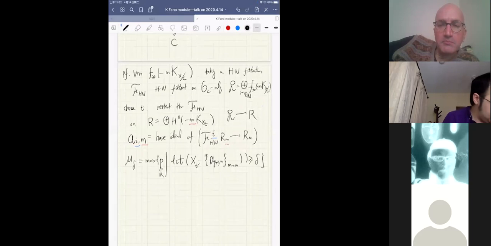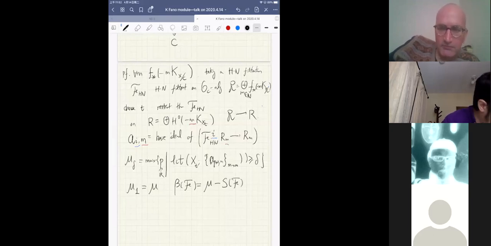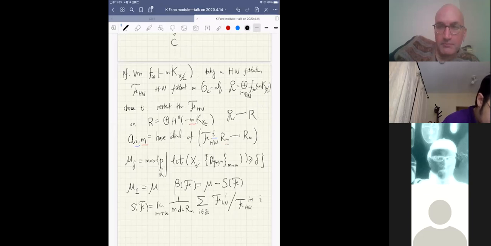You might think this kind of definition is a little bit strange, but let me try to explain how it comes out. Especially, there is one value which is interesting: when delta is equal to one, let me just call it mu. And then we define the beta of F to be mu minus the SF. The SF is just a standard one, basically the limit as M goes to infinity of one over M dimension Rm and a sum over I inside V, such that F HN I divided by F HN I plus one times the dimension of.